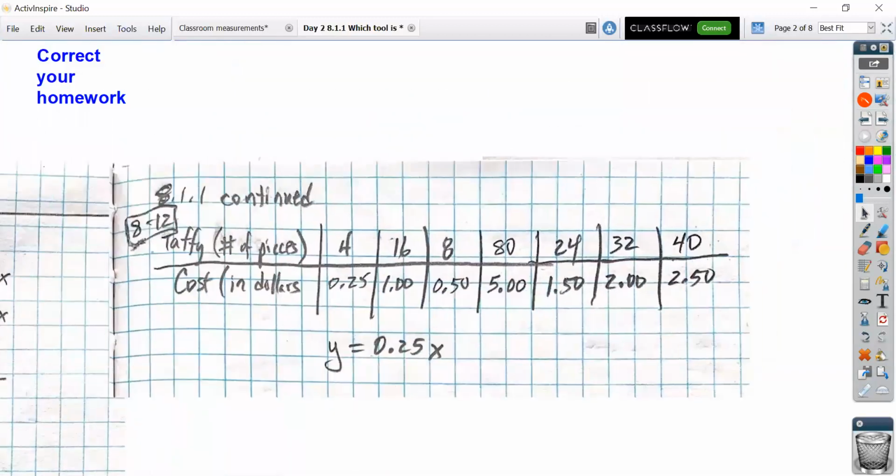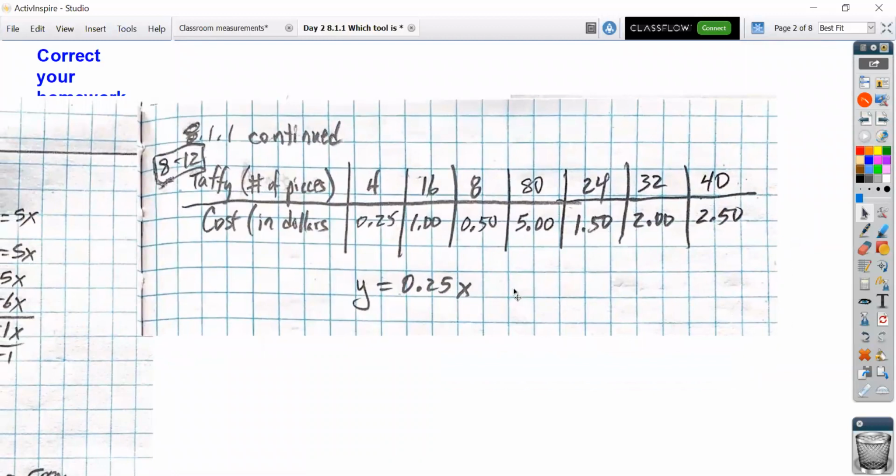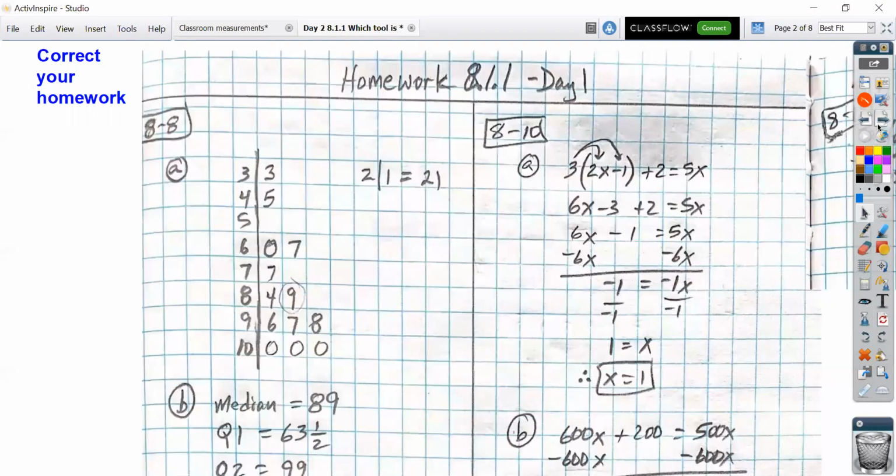Problem 8.12, they wanted you to fill in a table for a number of taffy pieces and the cost in dollars. 4 pieces were 25 cents each. So I had y equals 0.25x, where x is the number of groups of 4 pieces, I guess is the way we're going to do that. I'm not sure if I agree with this answer that I wrote earlier, so I might be coming back to that one. Anyway, we're moving on.